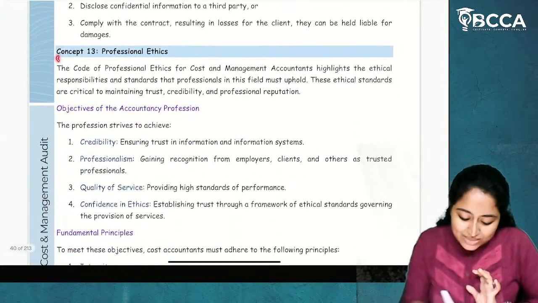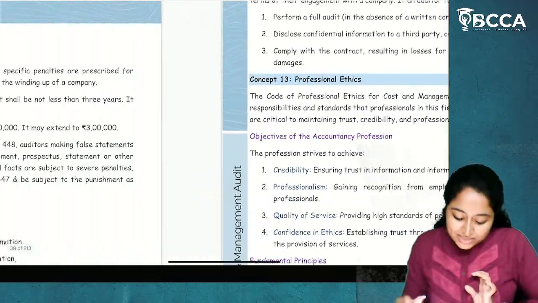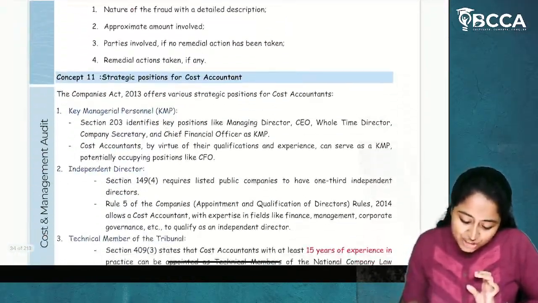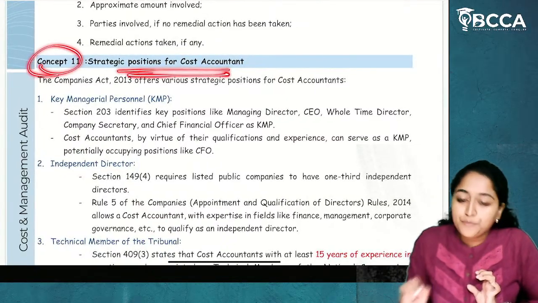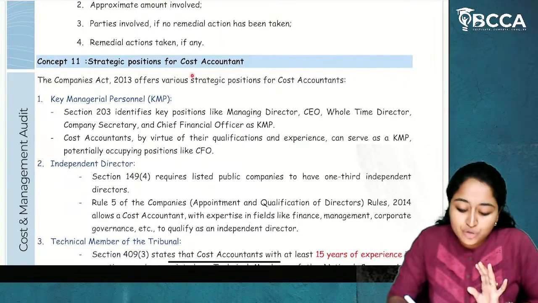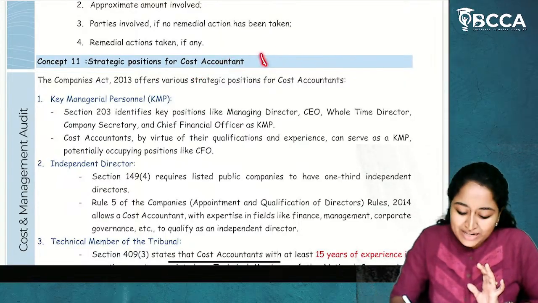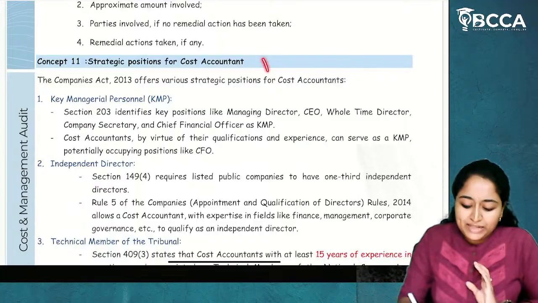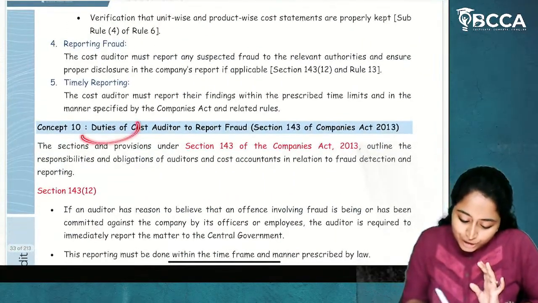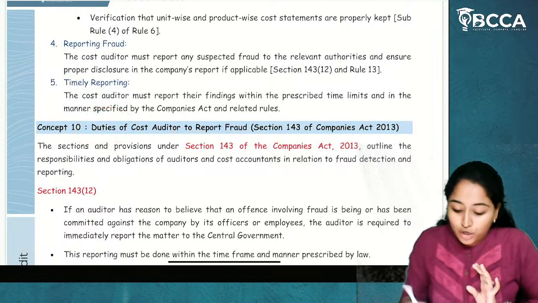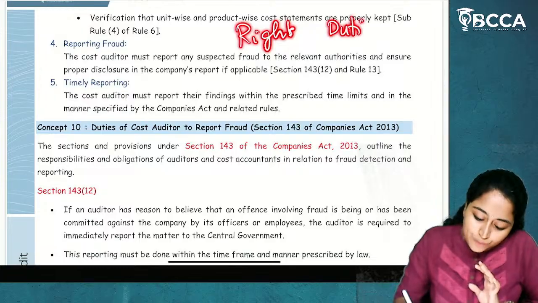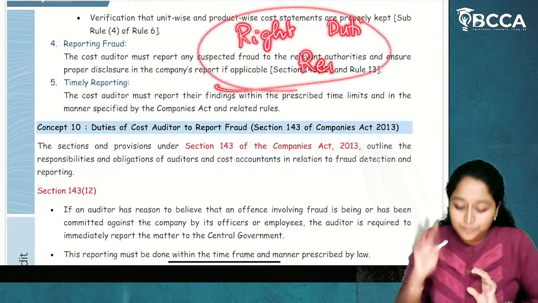Okay. Next, concept number 13, professional ethics, is important for examination. And concept number 11, strategic positions for cost accountant. This can also be tested in the examination. So give it a quick revision. Take it as B. This is not A category, but take it as B. Give a quick revision. Then duties of cost auditor to report fraud. I have told you rights and duties and report of fraud. All these three are important concepts.